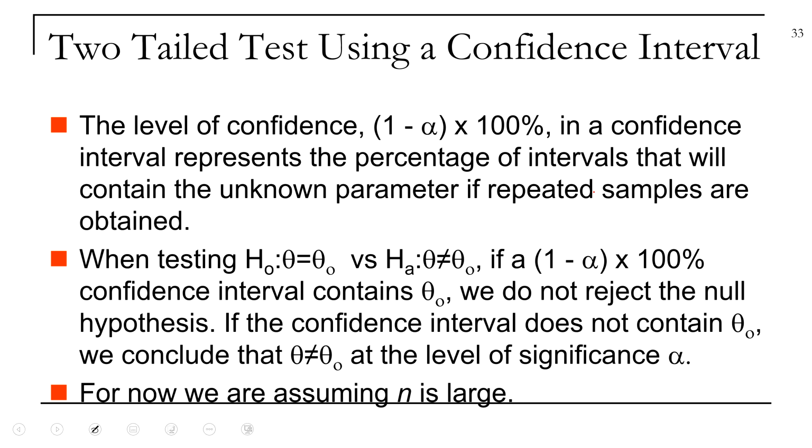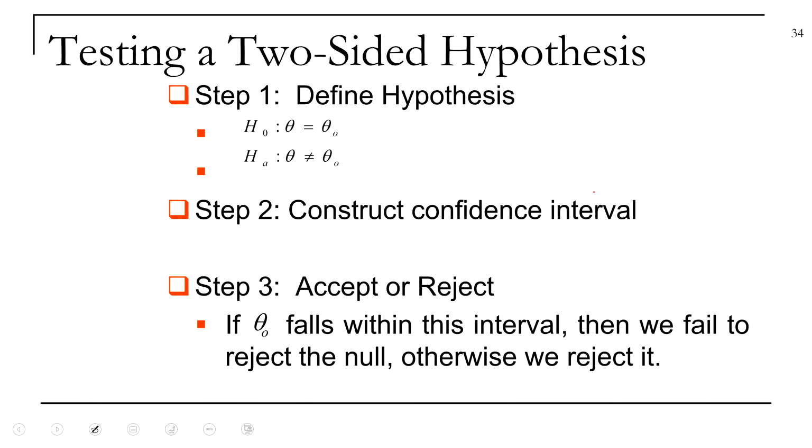Now, the confidence interval method is great if you have a 2-sided hypothesis you want to test. You create a 95% or a 1 minus alpha times 100% confidence interval, and then you just check to see if the hypothesis value is inside the interval or not inside the interval. Very straightforward, very easy to show with an example. You define your hypothesis, got to be 2-sided, construct a confidence interval, then you reject or fail to reject.